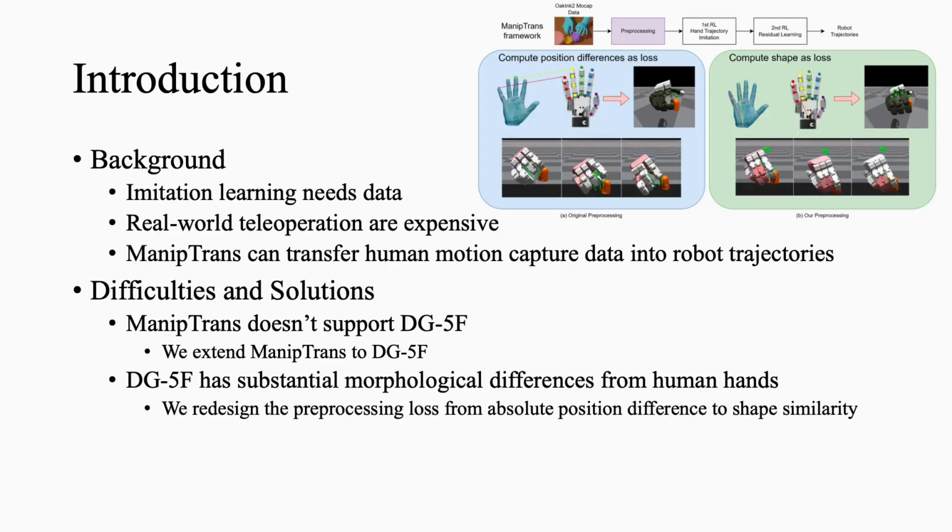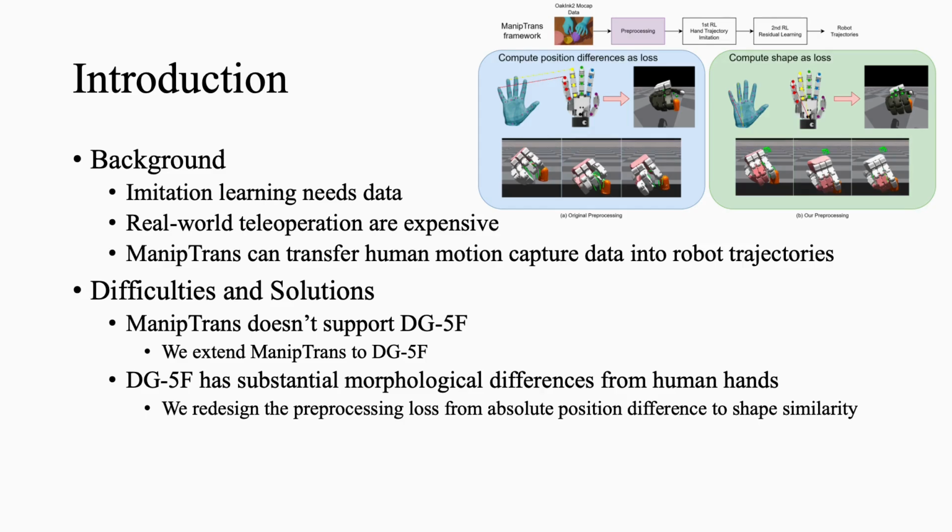In embodied AI, imitation learning has shown great promise, but it heavily relies on high fidelity and large-scale training data. Traditional real-world teleoperation for data collection is expensive and often unstable. The ManipTrans framework was introduced to address this, leveraging massive human motion capture datasets to train a reinforcement learning strategy that translates human skills into executable robot trajectories.